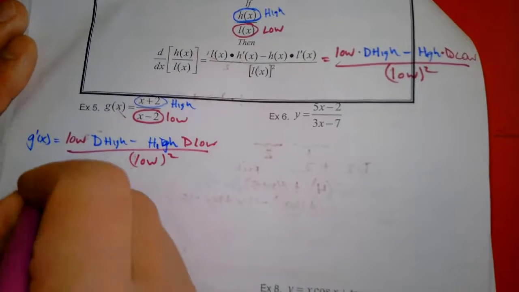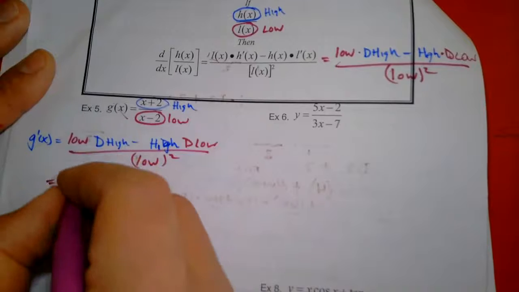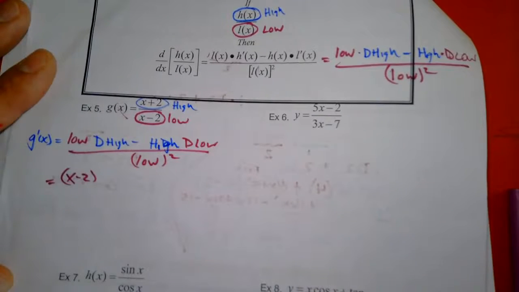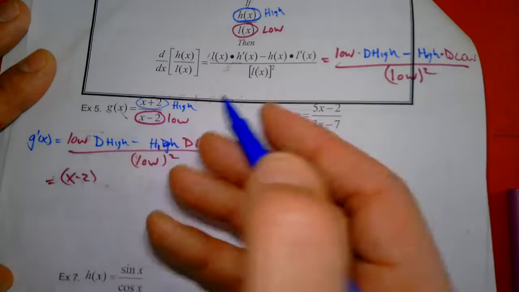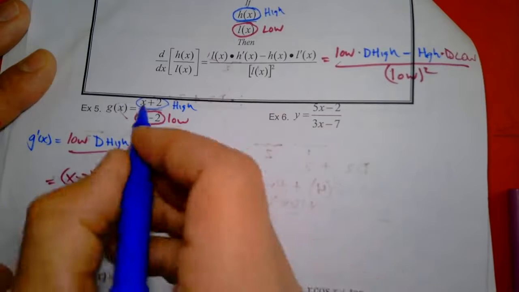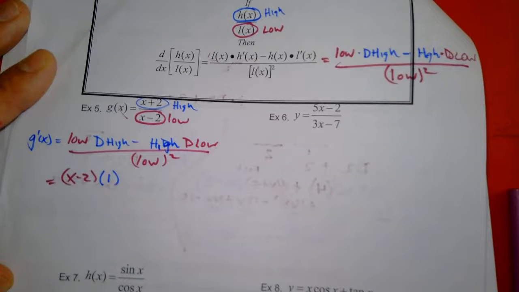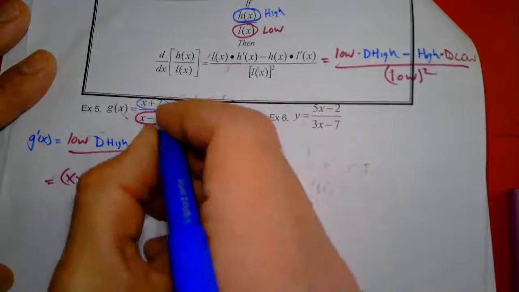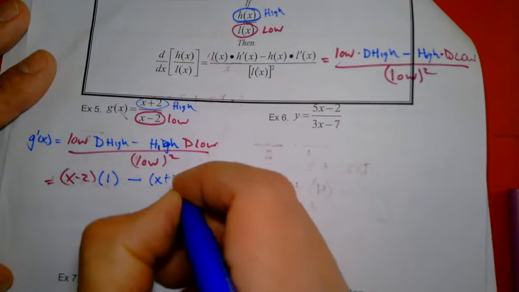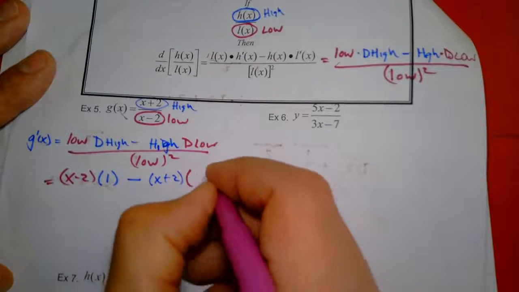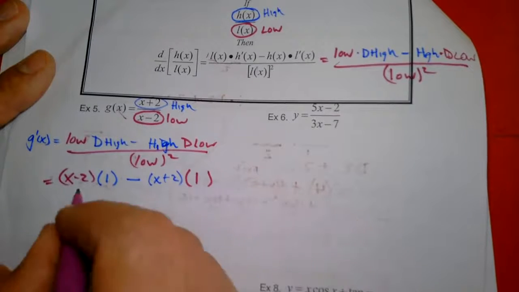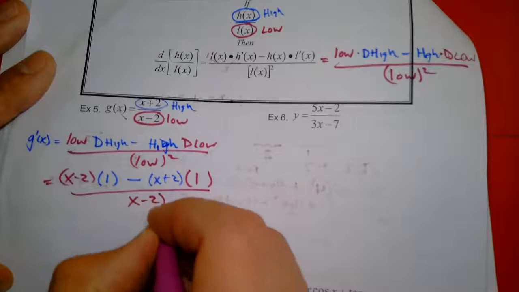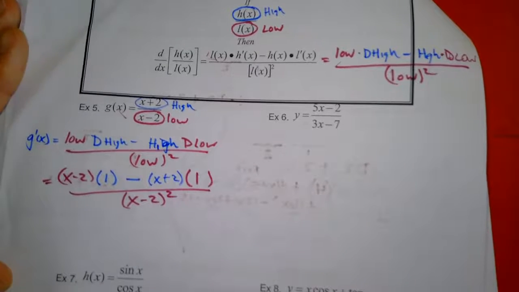So take the low one. In this case, x minus 2. And then I'm going to take the derivative of the high one. What's the derivative of x plus 2? Just 1. Derivative of x is 1, derivative of 2 is 0. Any questions on how I found that derivative? We okay. Minus the high one, x plus 2. So put parentheses around that. Times the derivative of the low one. What's the derivative of x minus 2? Just 1. And then that's all over the low one times itself, which is just low squared.